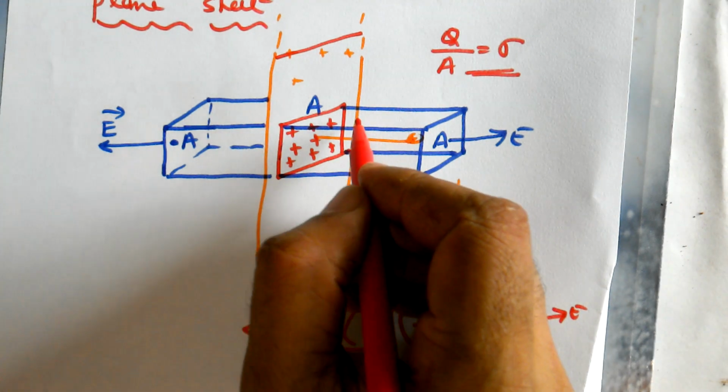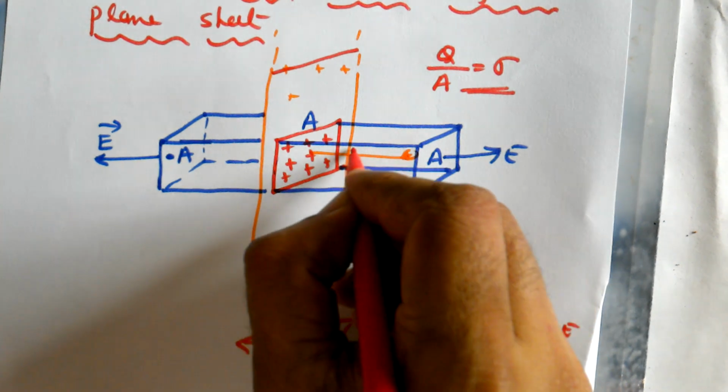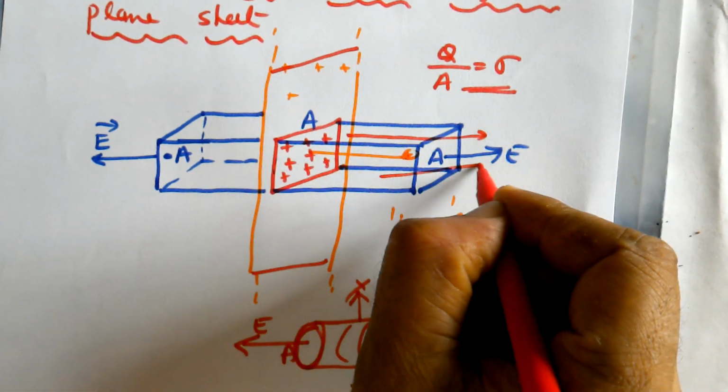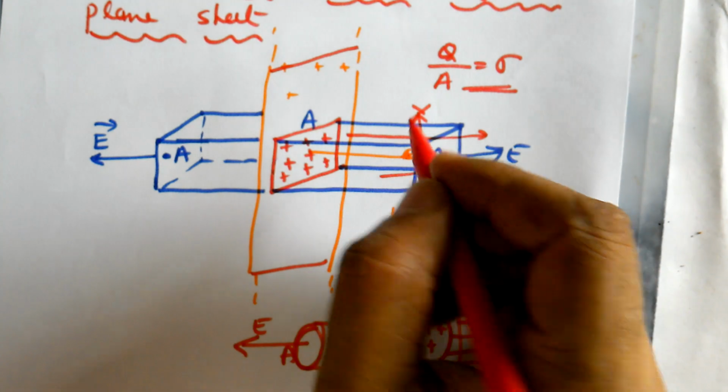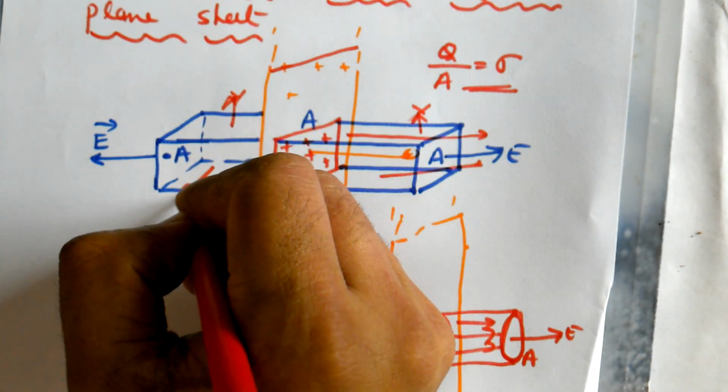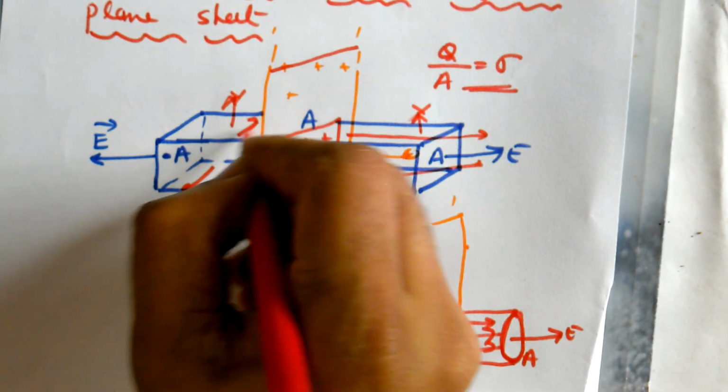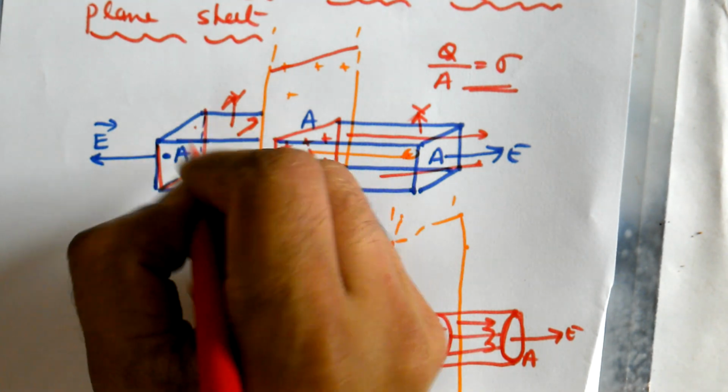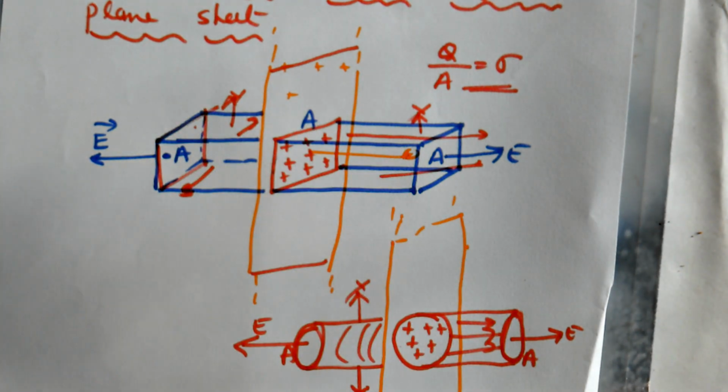For example, if you consider it here, all the electric field lines are coming out of this surface like this. No electric field is found here like this. No electric field like this. No electric field like this. No electric field from the other surface. Only these end faces. Electric field lines are crossing the end faces.